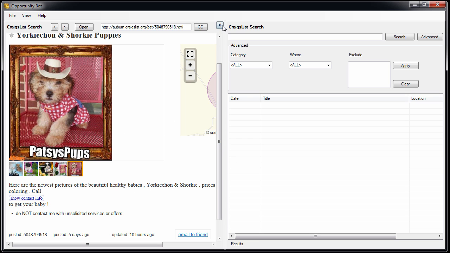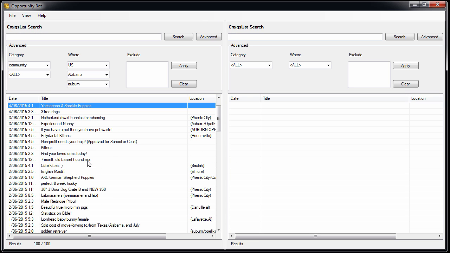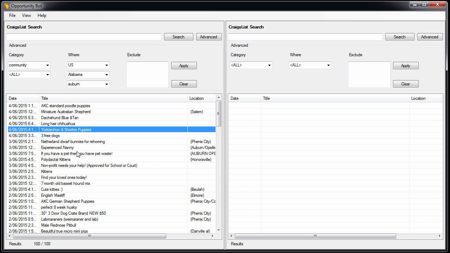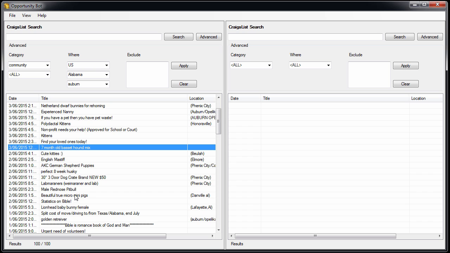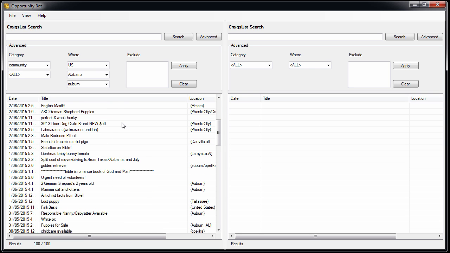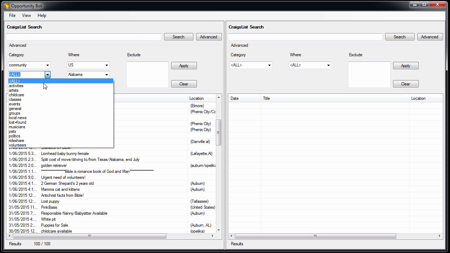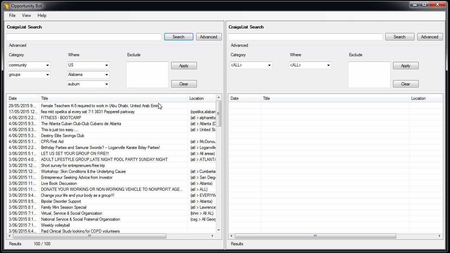Oh, actually, this person's advertising. They're not meant to be doing that. That's a bit cheeky. But if we keep looking down, lots and lots of dogs and things here. Actually, there's a few too many. That's frustrating. Let's change the category to something a bit more interesting. We'll change it to groups. Groups is quite a good one to go for.